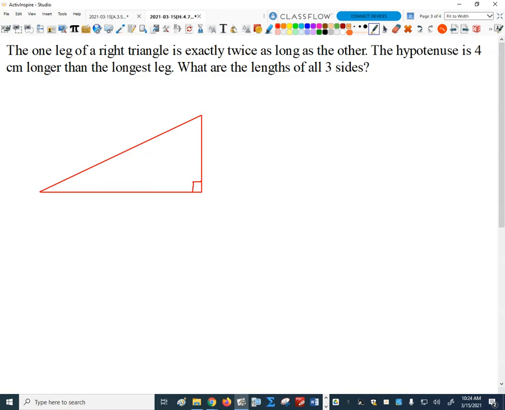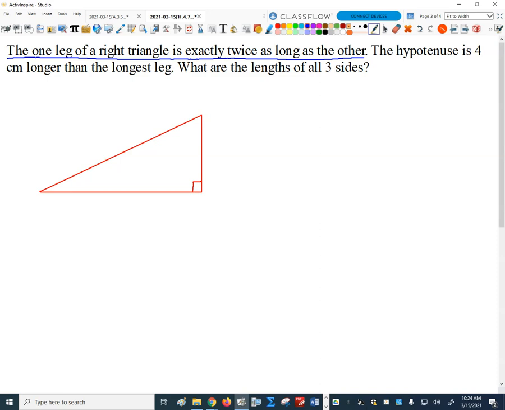What could I do? How could I label those sides? What about this first statement up here? One leg of a right triangle is exactly twice as long as the other. You could do like the shorter one is x and then the longer one is 2x.